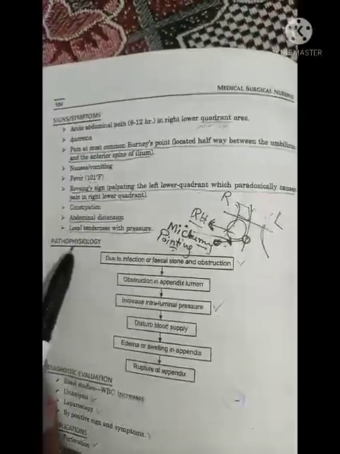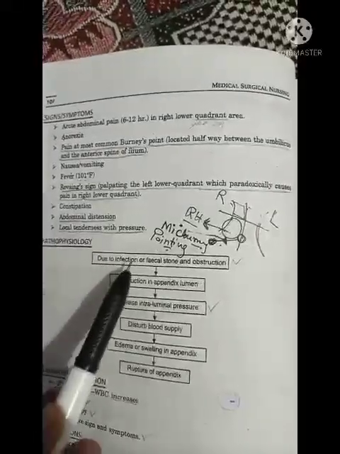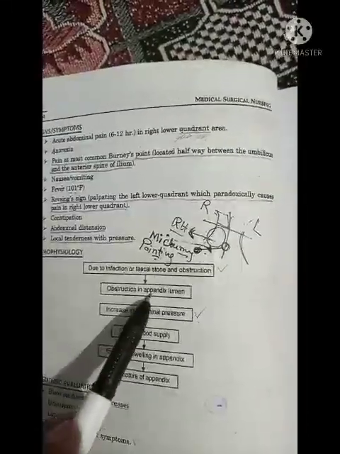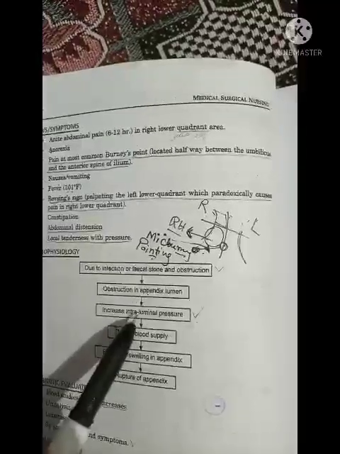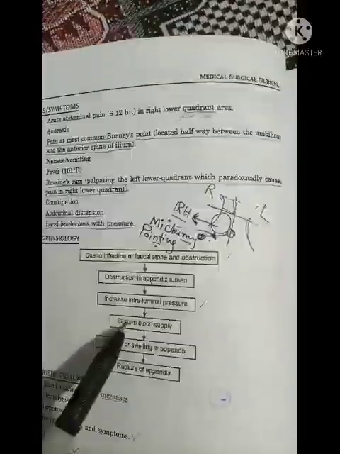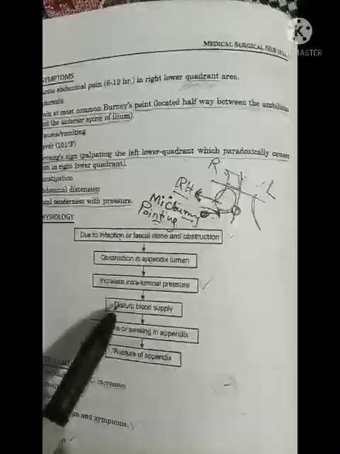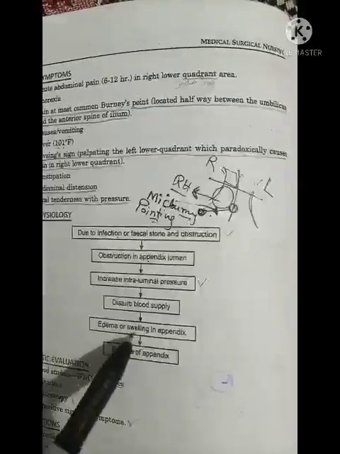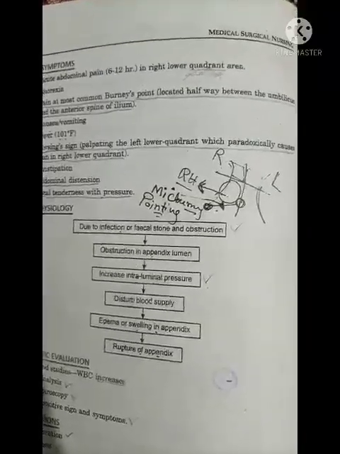Now the pathophysiology for appendicitis: due to infection, fecal stone or obstruction, the patient will complain of pain because of the obstructed lumen of the appendix, and it will increase intraluminal pressure, and it will disturb blood supply, and edema and swelling of the appendix occur, and then in the end stage rupture of the appendix occurs, and that is a very alarming emergency situation.